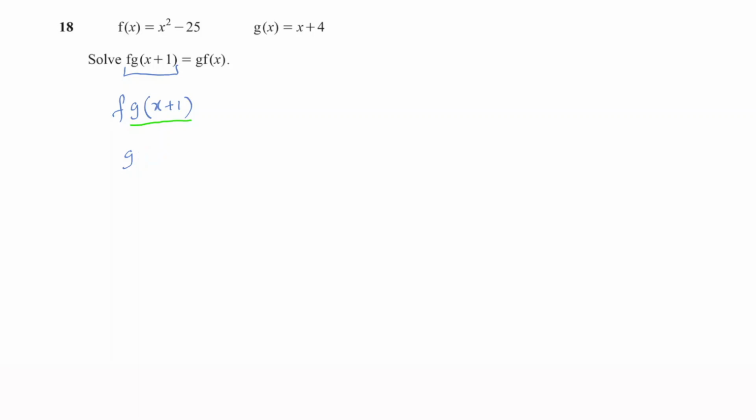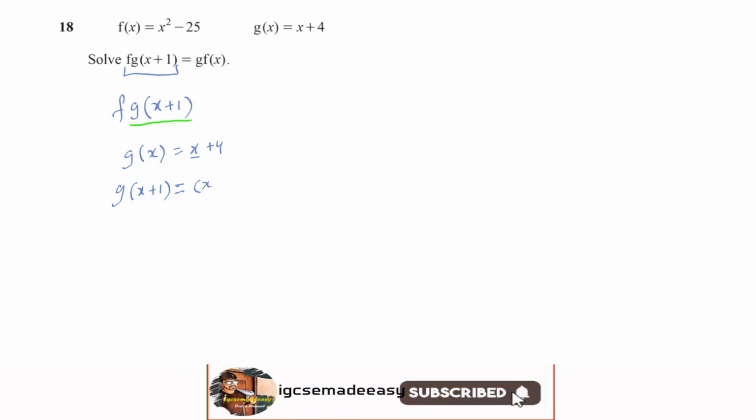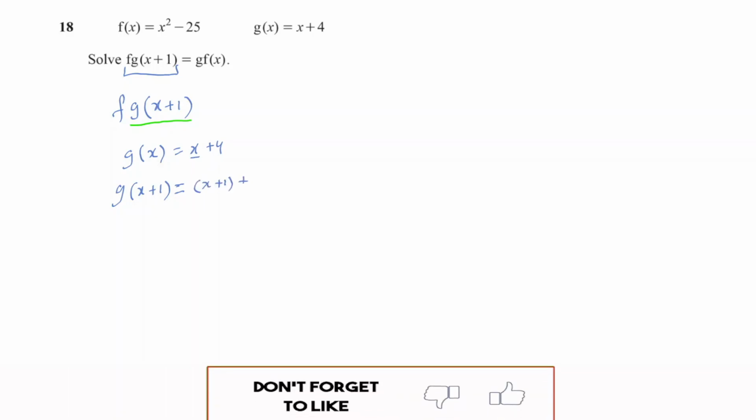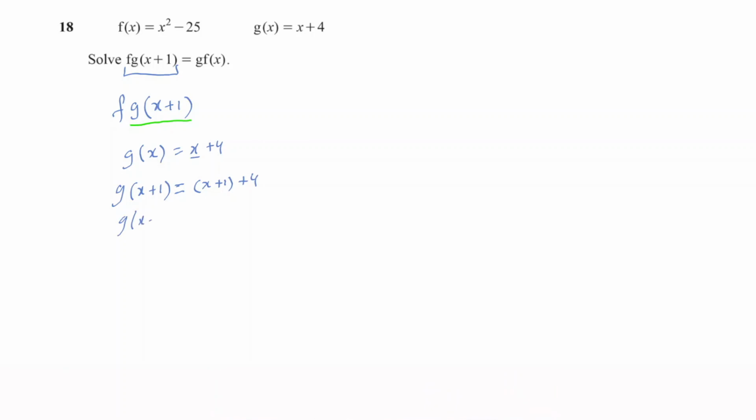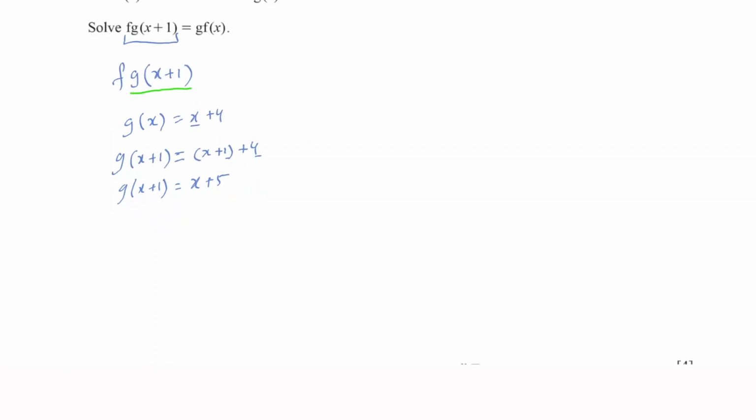I'll write first g of x. g of x is x plus 4. So g of x plus 1 will be equal to what? Instead of x, I have to put x plus 1, right? Plus 4. Now 1 plus 4 gives you 5, so x plus 5. Okay, g of x plus 1 will be x plus 5.